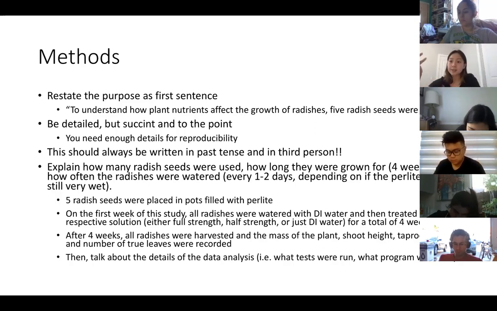Once you've talked about all those methods, then you can talk about the type of data analysis you ran. In this case, it was a single factor ANOVA. And from that single factor ANOVA, if you had a p-value less than 0.05, which was the case for 3 out of the 4 measurements you did, then you also ran a post hoc test with a Bonferroni correction. The post hoc test that you ran was a 2-sample t-test, assuming equal variances. And again, this was all done in Excel.